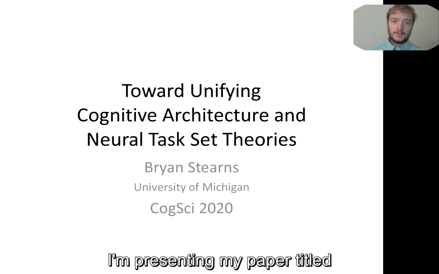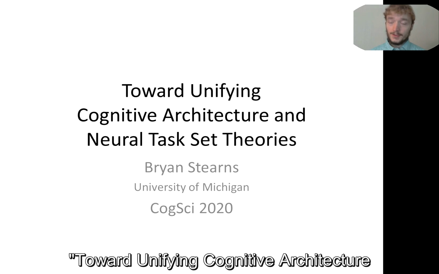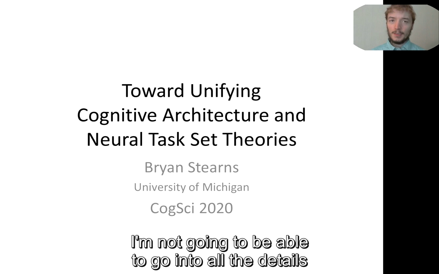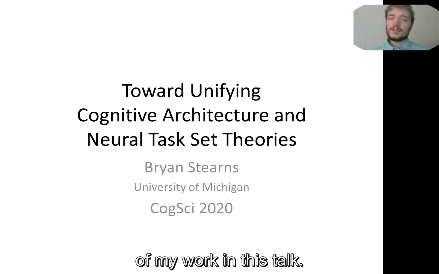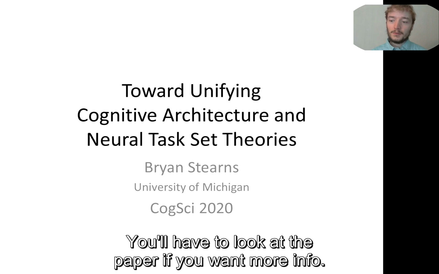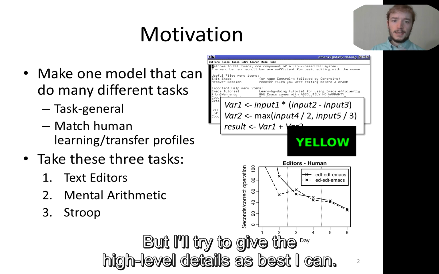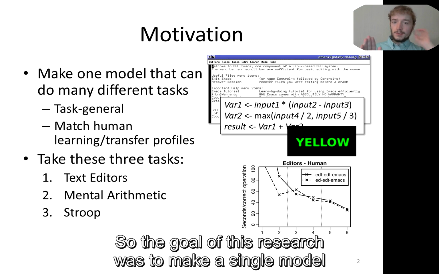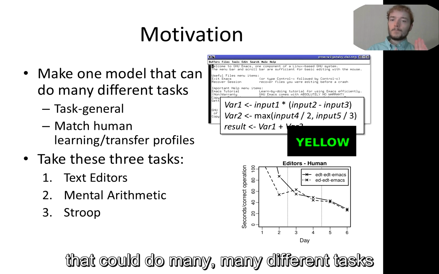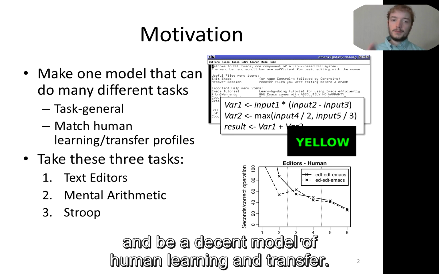I'm presenting my paper titled Toward Unifying Cognitive Architecture and Neural Task Set Theories. I'm not going to be able to go into all the details of my work in this talk. You'll have to look at the paper if you want more info, but I'll try to give the high-level details as best I can. So the goal of this research was to make a single model that could do many different tasks and be a decent model of human learning and transfer.